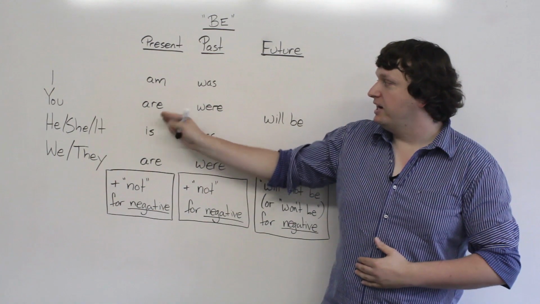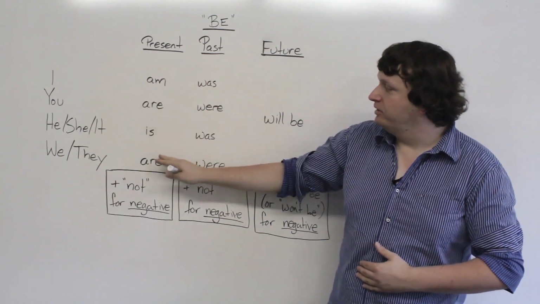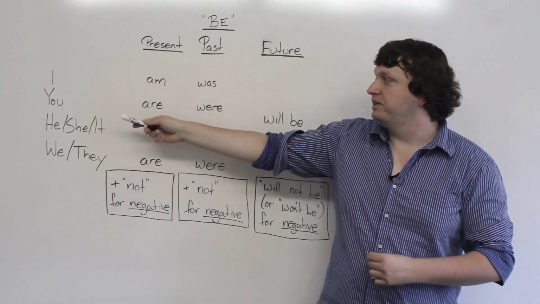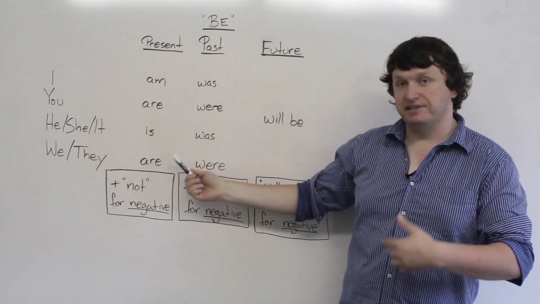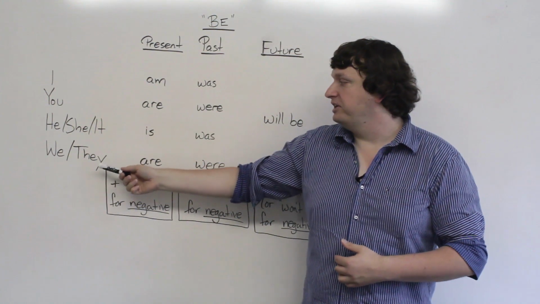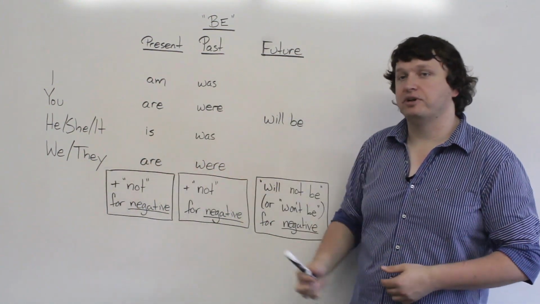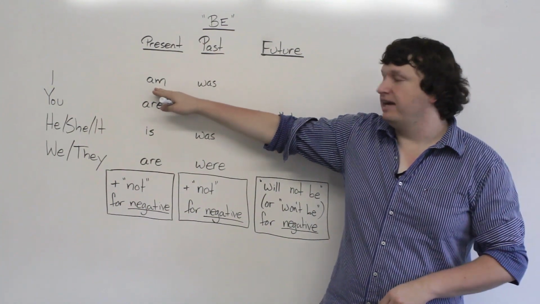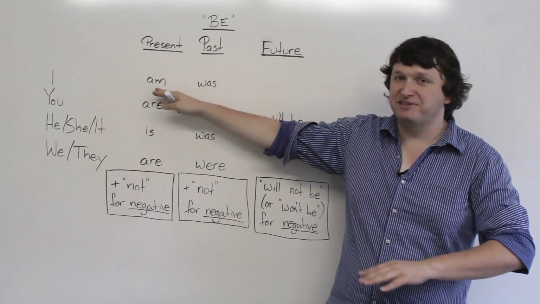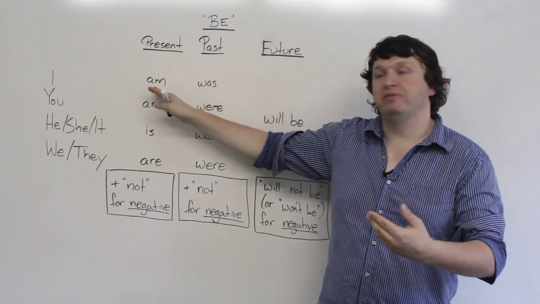You can also contract the be verb with the not. So you can say you aren't for negative. He, she, it isn't for negative. Or we or they aren't for negative. The only one you can't do that with is am. You cannot say I amn't. No, only I'm not. Right?